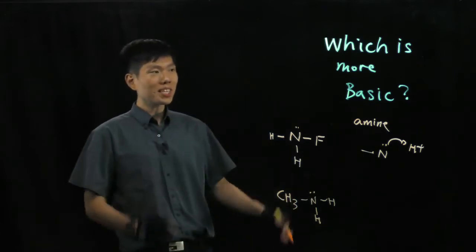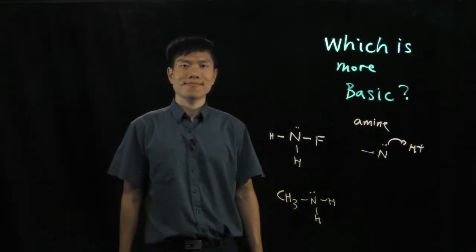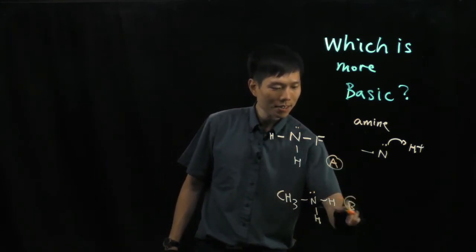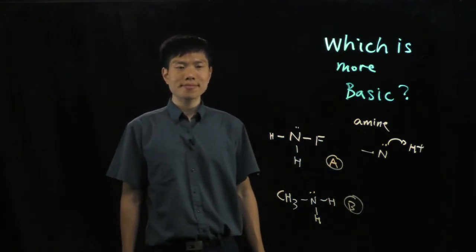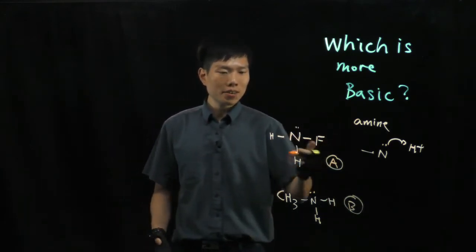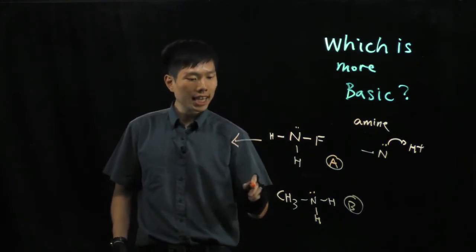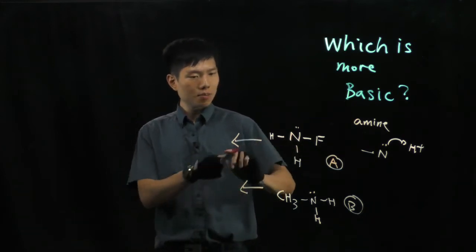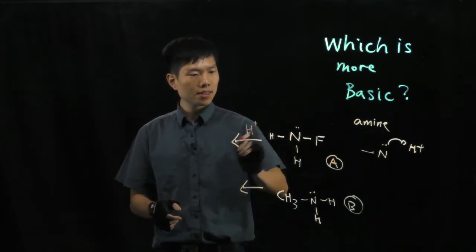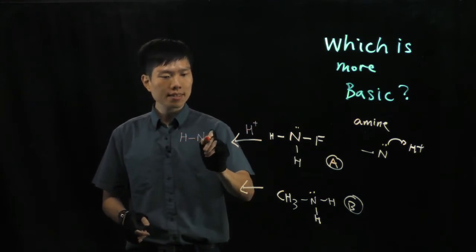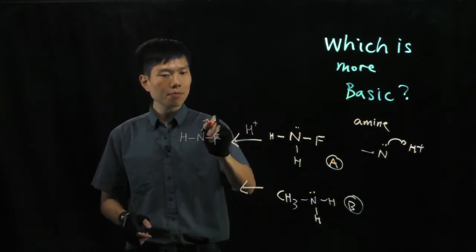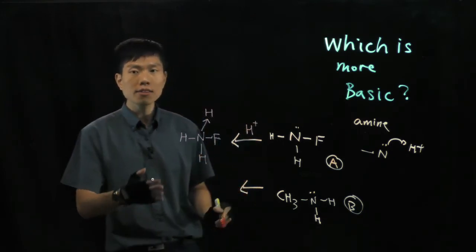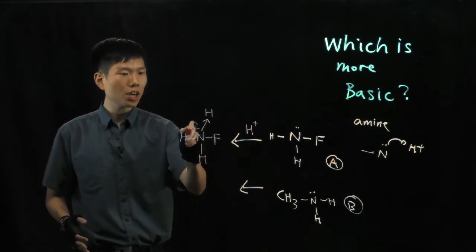Which of these molecules is more basic? A or B? Now, to compare the basicity, we always look at the conjugate acid. So after picking up this H+, this becomes H and F, with a dative bond from the nitrogen to the hydrogen here. And now the nitrogen grabs a positive charge.